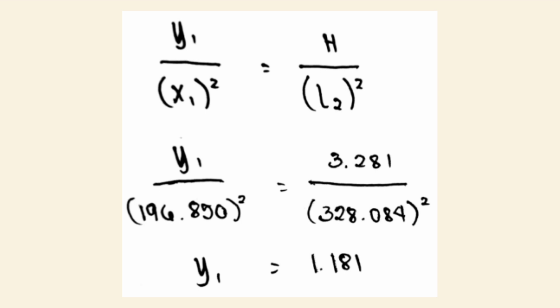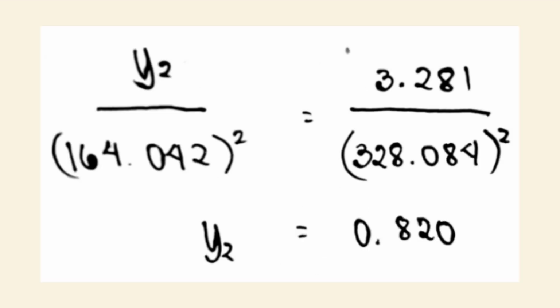Next, for value of y sub 1. Like before, it is y sub 1 over x sub 1 square equals to h over L sub 2 square. We have y sub 1 over 196.850 square equals to 3.281 over 328.084 square. Solving the equation, the value of y sub 1 is 1.181 feet. Next, with the same equation, let's solve for the y sub 2. Substituting values, our y sub 2 would now be equal to 0.820.